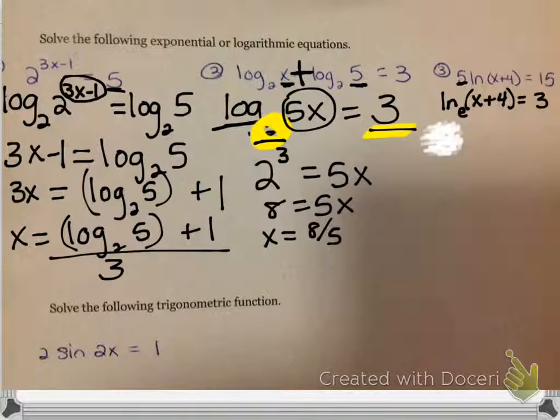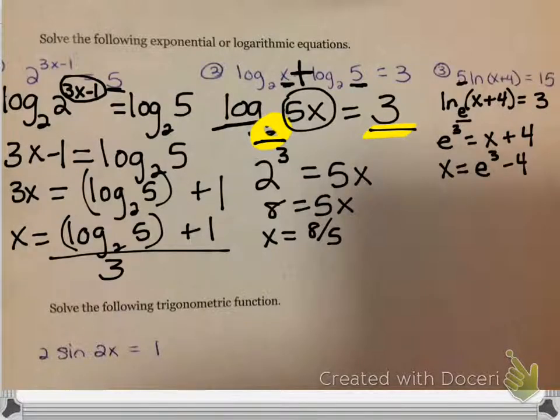So now I would change to exponential form, and I would have e cubed equals x plus 4 and solve for x. So my answer is x equals e to the third minus 4.